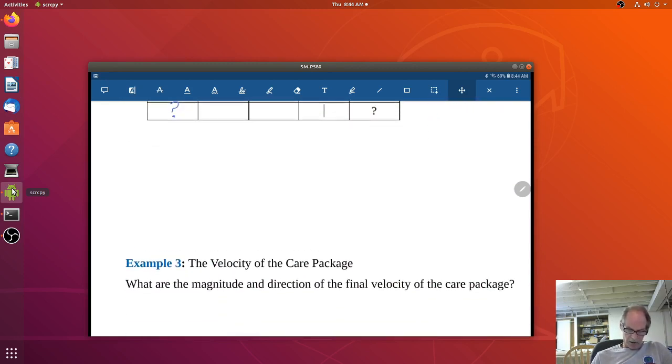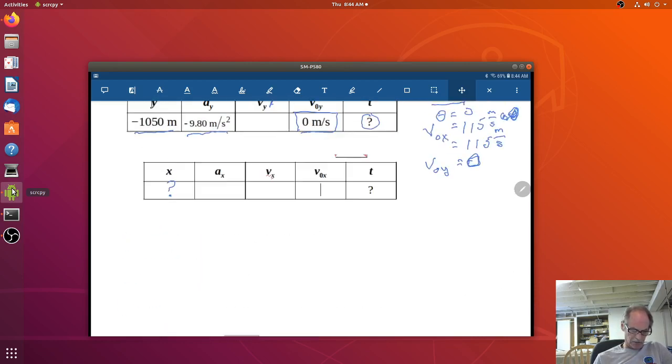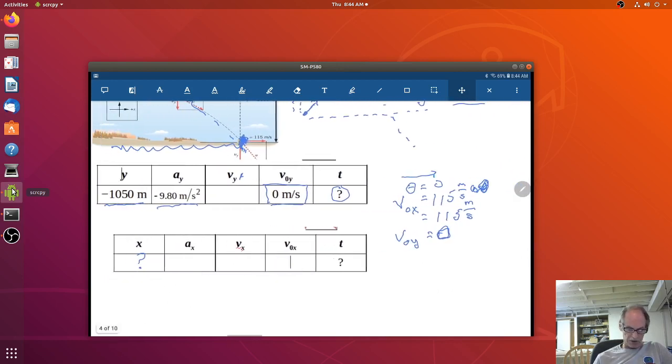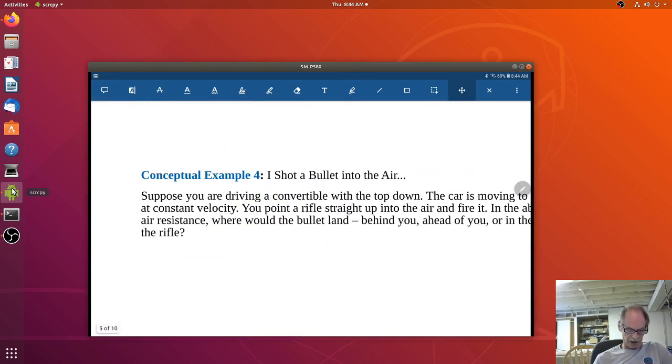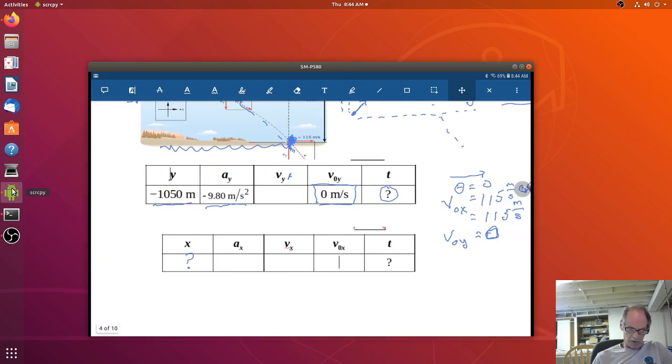Oh, yes, they do. They want to know the velocity of the care package when it hit the ground. No, they don't. They're not asking for the position, unless it's on the next page. No. But we're going to find it anyway. We're going to find the x coordinate, how far the package moved horizontally during its fall. And the acceleration in the x direction, since gravity doesn't act in the x direction, is 0. The velocity in the x direction, we don't know. And the initial velocity in the x direction is 115 meters per second. And we don't know the time either.